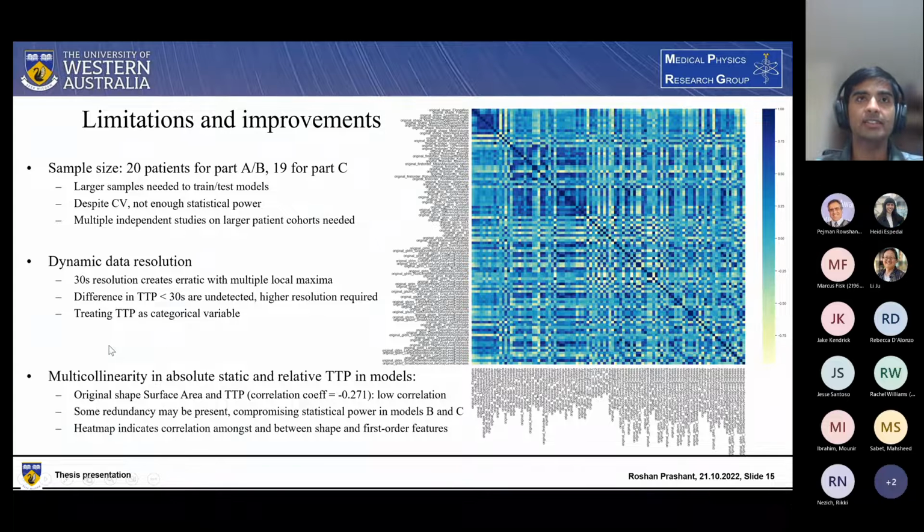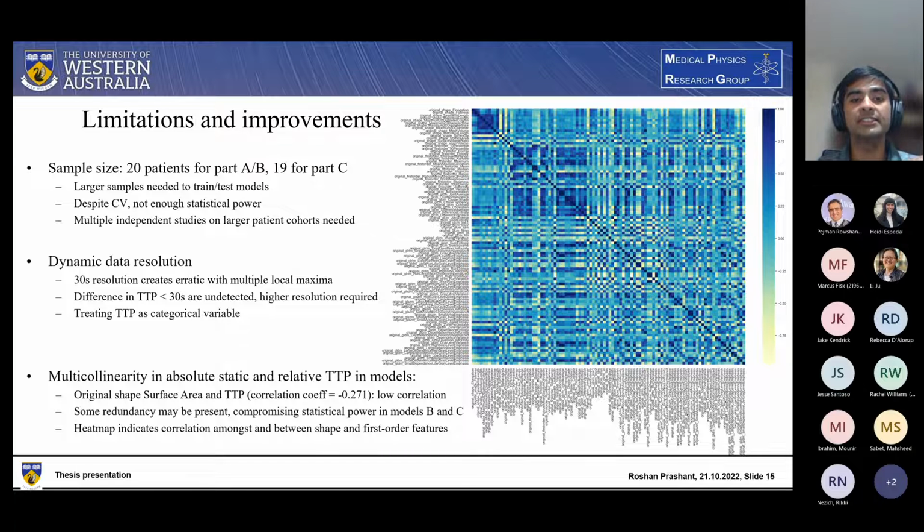resolution of the dynamic data could have also played a role in the contrary findings of this study in comparison to the existing literature regarding the relationship between TTP and overall survival. The 30-second resolution created erratic and multiple local maxima, so that made it quite challenging to identify the specific point at which the TTP occurred.